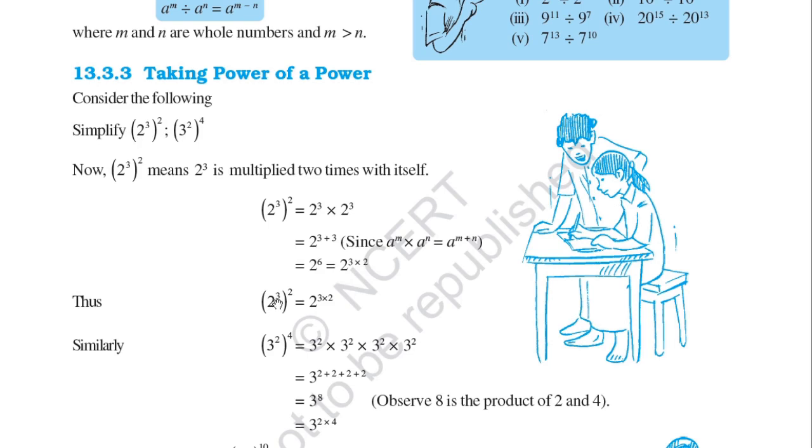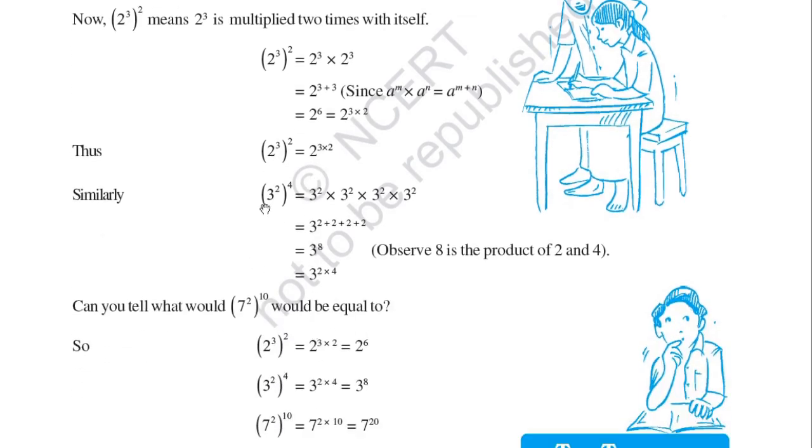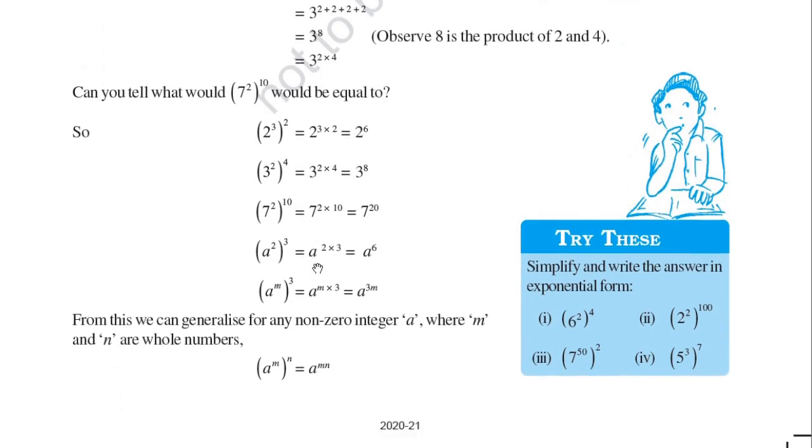Here also it is the same thing. 2 to the power 3 to the power 2 will become 2 to the power 3 into 2. Here 3 to the power 2 to the whole power 4, we multiply these two, 3 to the power 8. And here also you can see 7 to the power 2 to the whole power 10, you will multiply these two, that is 7 to the power 20. So similarly, 2 to the power 3 to the power 2 is 2 to the power 6. 3 to the power 2 to the whole power 4 is 3 to the power 2 into 4, that is 3 to the power 8. 7 to the power 2 into 10, that is 7 to the power 20.